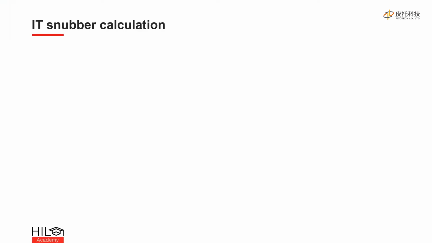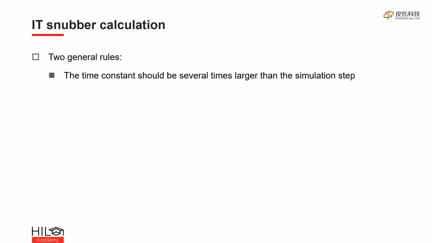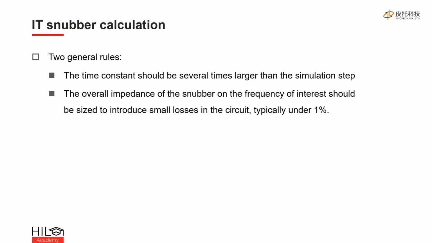Snubber parametrization consists of two general rules. The first one is that the time constant should be several times larger than the simulation step. The second one is that the overall impedance of the snubber on the frequency of interest, usually 50 or 60 Hz, should be sized to introduce small losses in the circuit, typically under 1%. This depends on the voltage level in the circuit and the total power that is transferred through the coupling component.